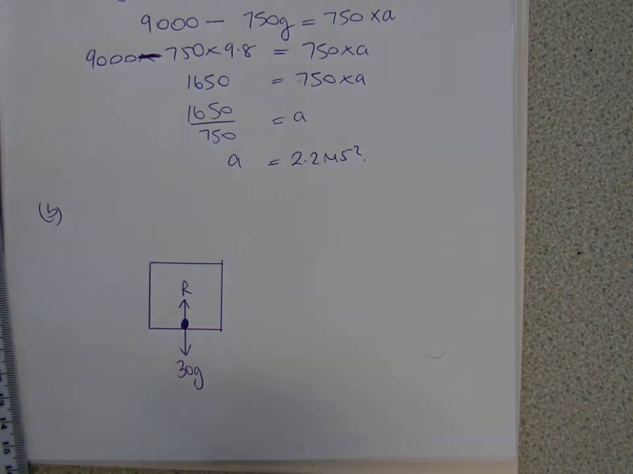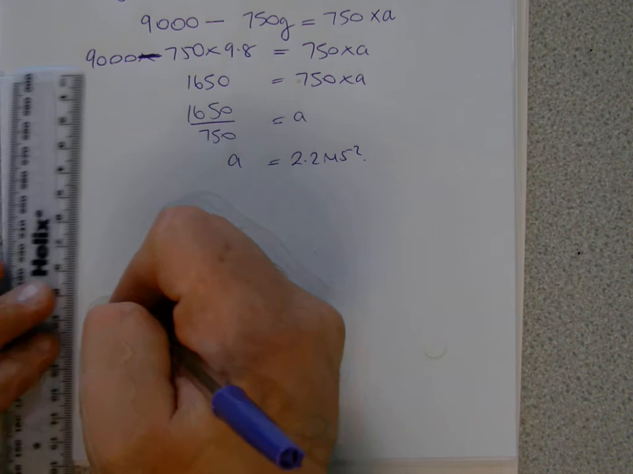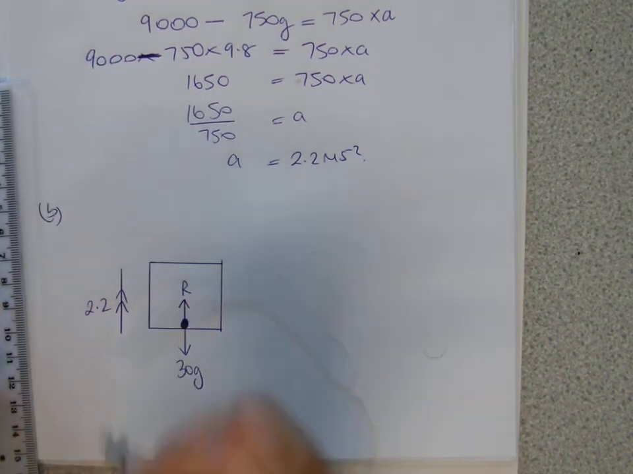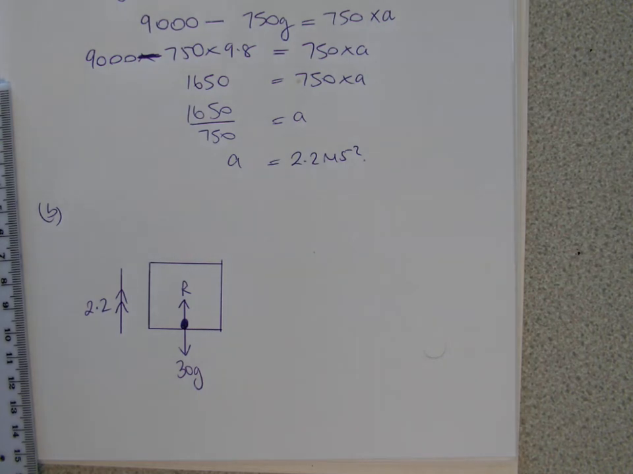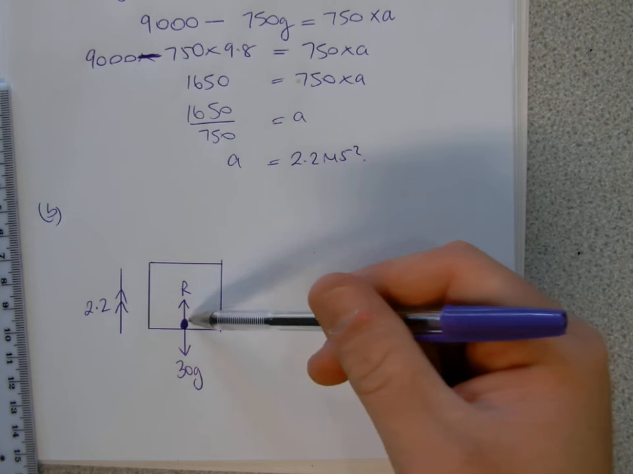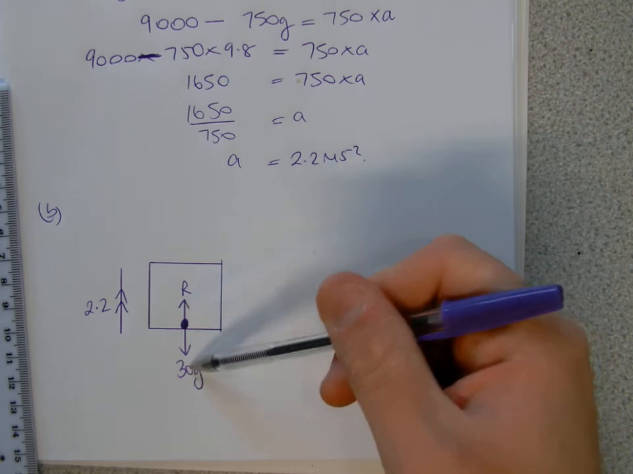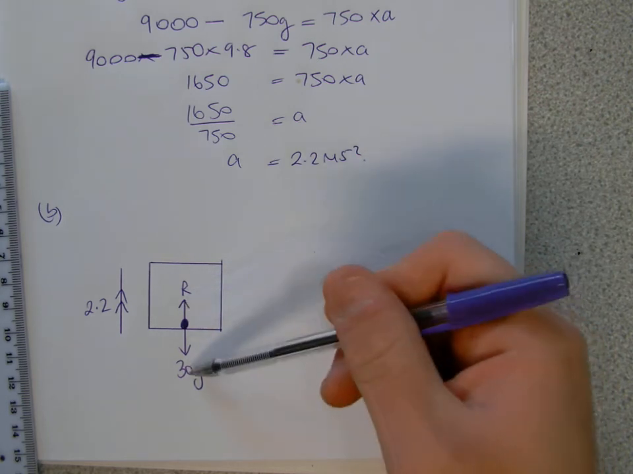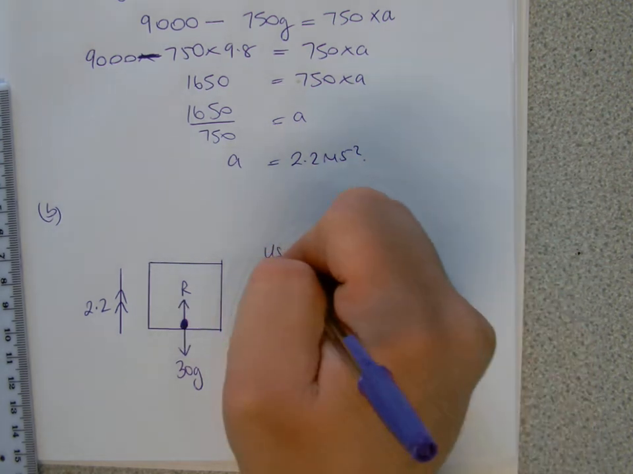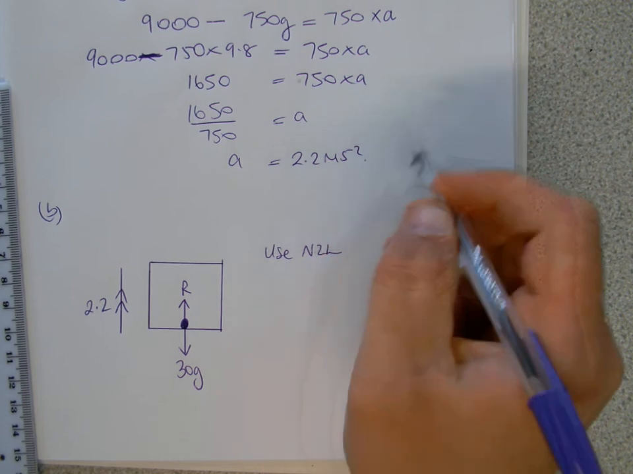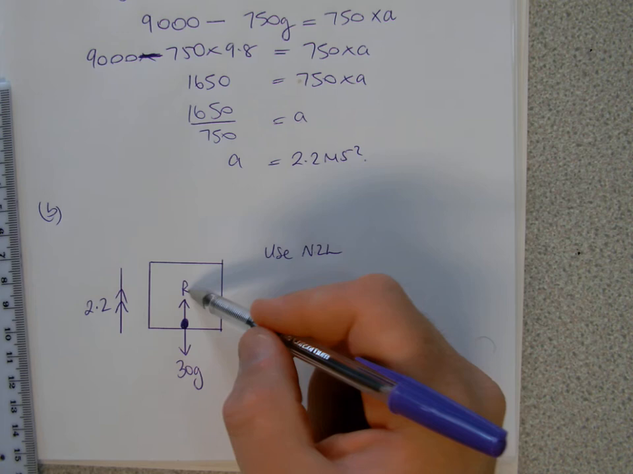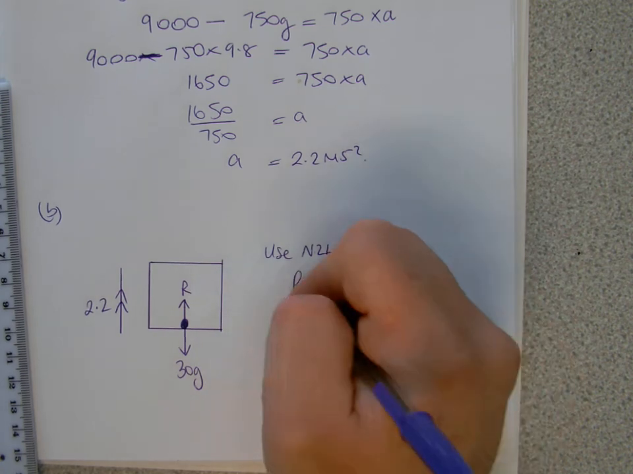But the lift isn't stationary, the lift is moving at an acceleration of 2.2. That's what we worked out in part A. So it's not as if the reaction can equal 30 g, because it isn't going to equal it. The fact is, this lift is accelerating upwards, so you use Newton's second law again to work out what R is. Because it's moving upwards, this R is going to be greater than the weight.